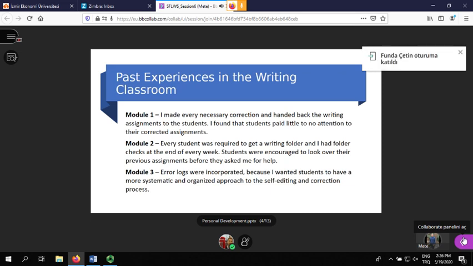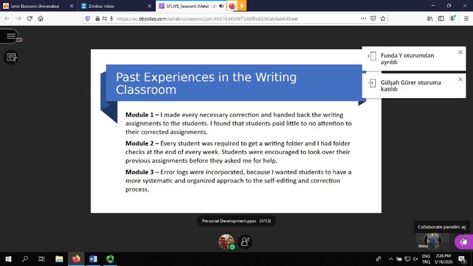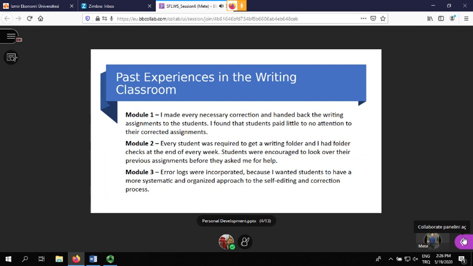Module 2, I made students simply get a writing folder so we can see some progress. I think that definitely helped with the organization factor. And I didn't implement the error log yet, but I encouraged students to look over their previous assignments. So at least I was able to incorporate some level of organization in the classroom. Then you can see it's kind of like a culmination.